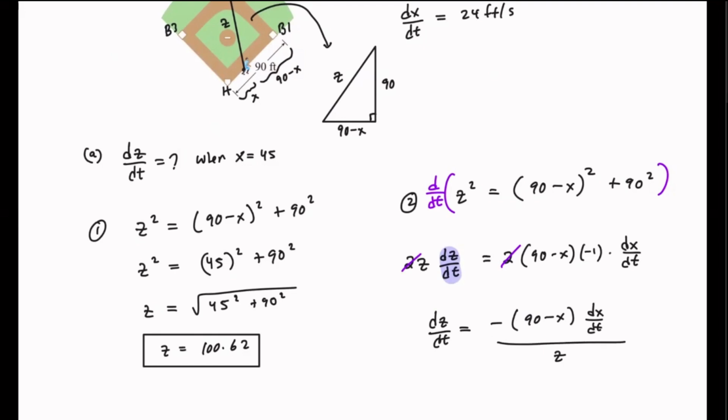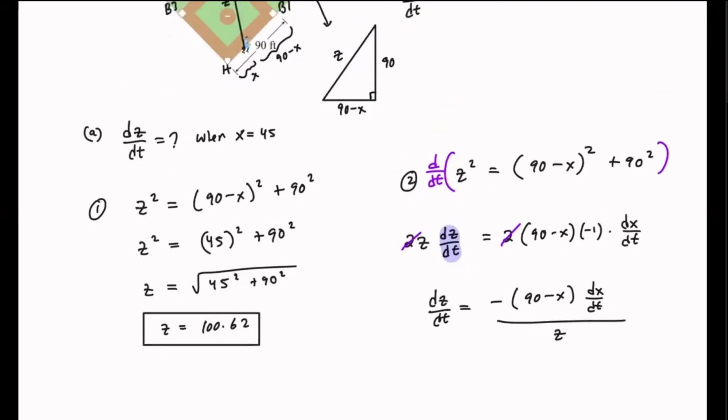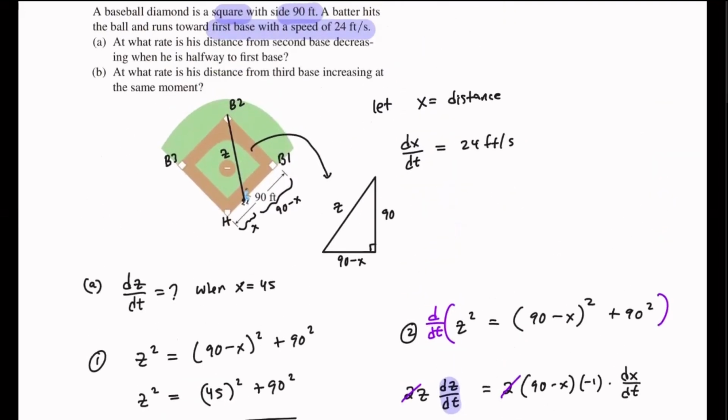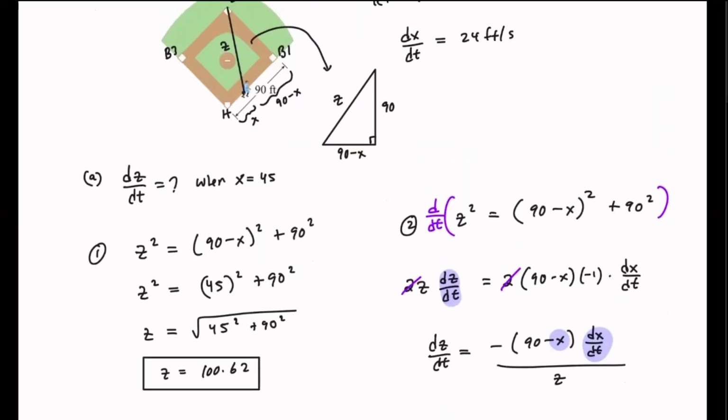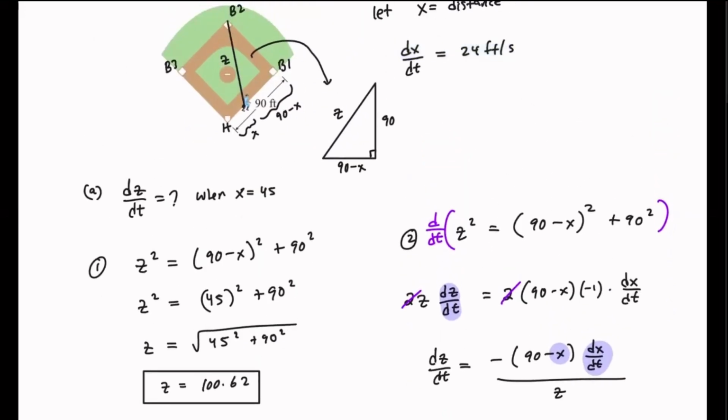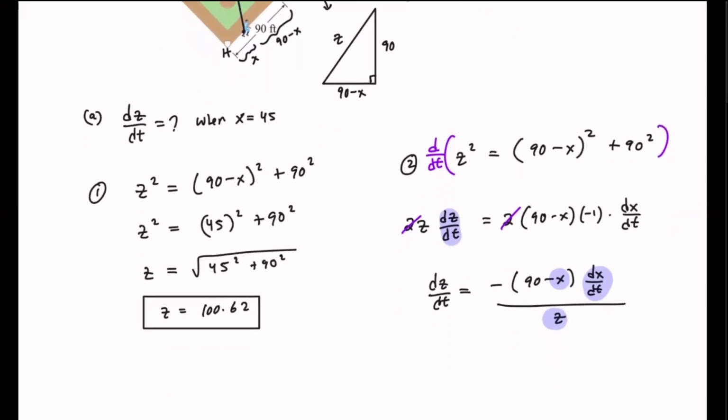So that's how you compute the rate at which his distance from second base is decreasing when he's halfway to first base. All right, so we have everything already given to us. We know x, that's halfway through, that's 45. This was given in the problem right here. And we also know z, we just computed it by using the same formula. So let's plug everything in.